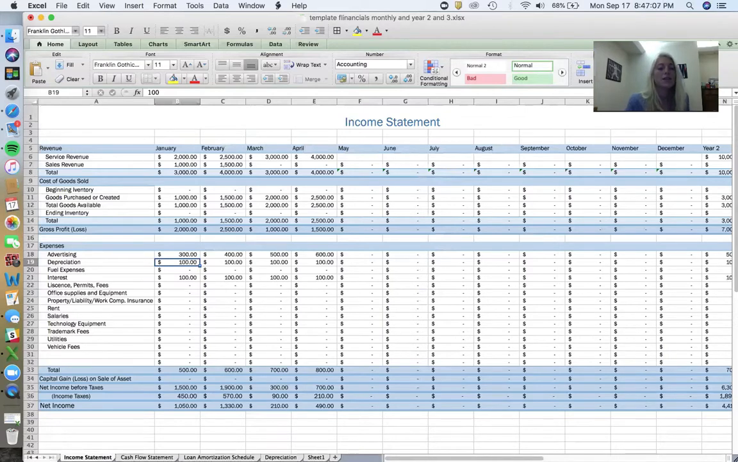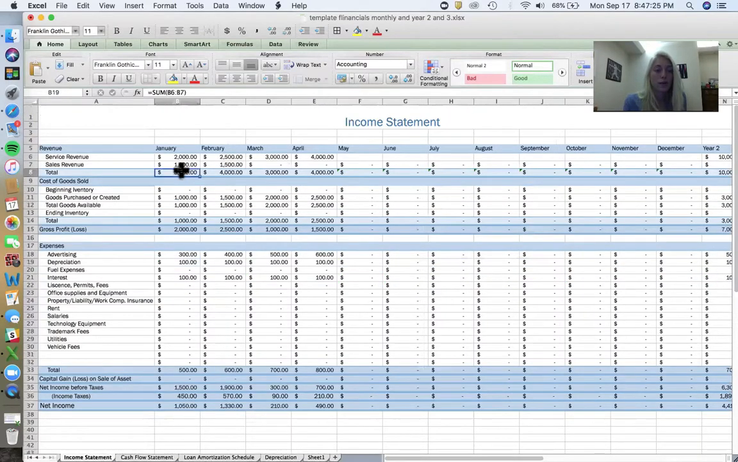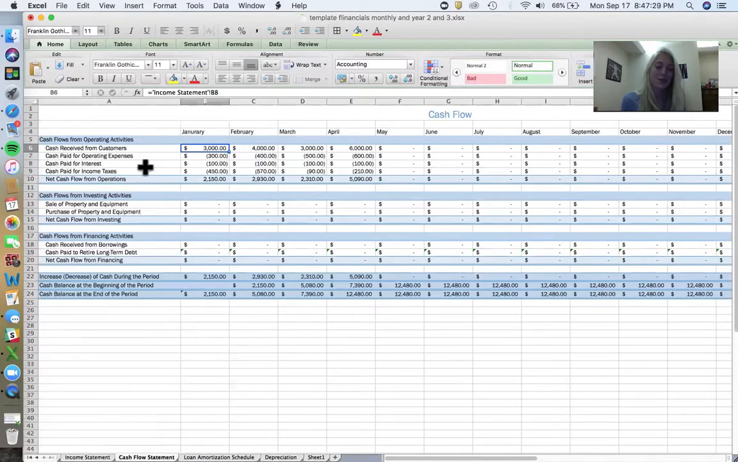Okay, let's hover over the cash flow statement, my second favorite financial statement. So this cash received from customers is going to come directly from your income statement, as you see in this formula bar here. This is just going to be your total revenue. That's what you receive from your customers in cash, basically.